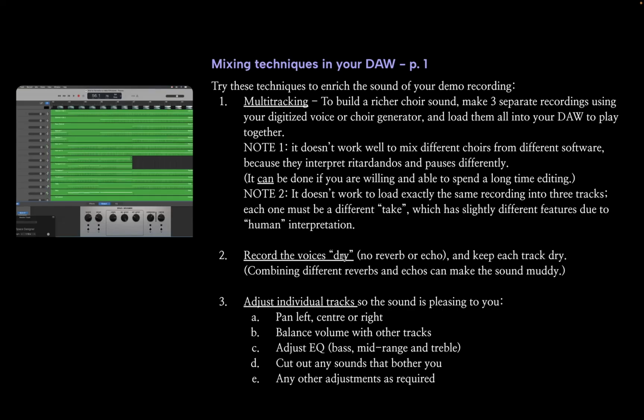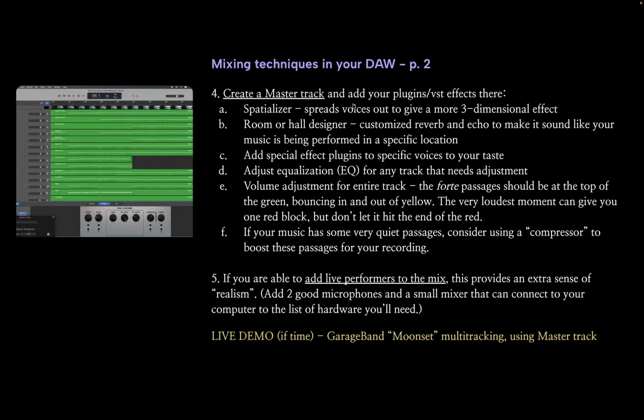I recommend with choral music that you record the voices dry with no reverb or echo added in until the very end, because the hazard is that you'll add a little bit of this to that recording, a little bit of something else or a different level to the second recording, and it can get really muddy really quickly. So save it for the end. Adjust the individual tracks to your liking. Cut out sounds that bother you. At the end, once you've got it all the way you want it, create a master track. And we'll look at this in a minute. I'm keeping an eye on the time.